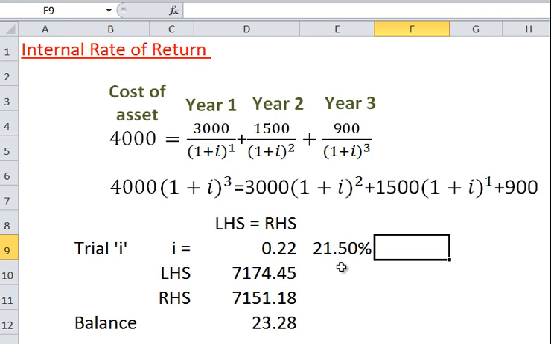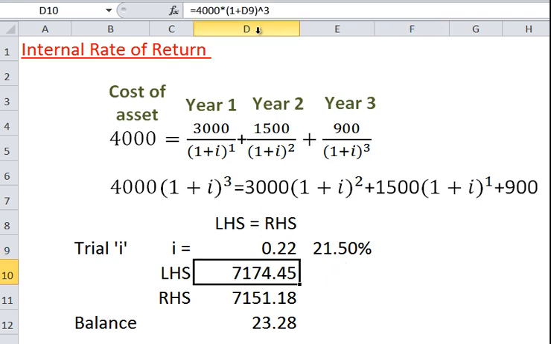So that's how you would use a spreadsheet to calculate the internal rate of return. The trick is entering these formulae that I've set up here. Just getting those correct, those two formulae, the left-hand side and the right-hand side, and then getting a figure that balances the two of them, that makes that left-hand side equal the right-hand side. And 21.5 seems to be the figure, or thereabouts.